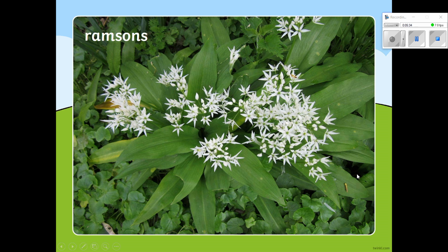This flower here is called a ramson. Can you say that? Ramson. How could you describe this flower? What colours can you see? What shapes can you see?